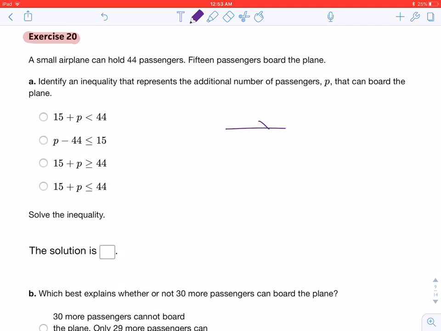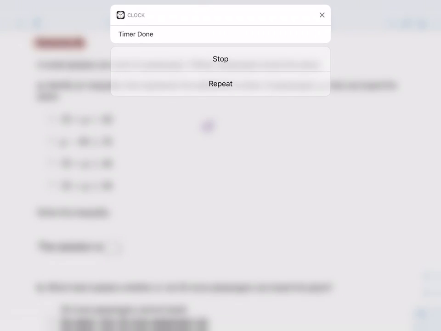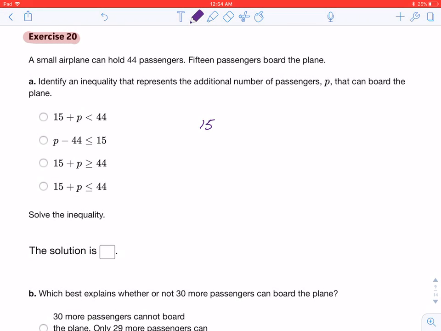So if I've got this private jet that I take everywhere, I have no idea how to draw an airplane, I just realized that. But I'm going to have 15 passengers on board already. That means that, sorry about that. I'm going to already have 15 passengers, and then whatever number of people are added, I don't know.